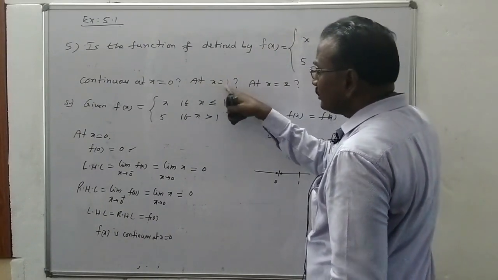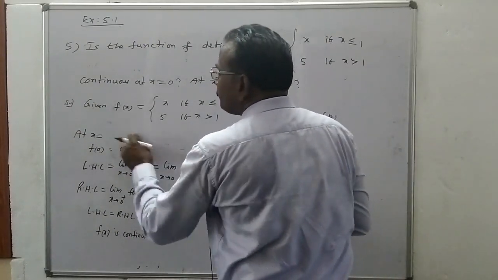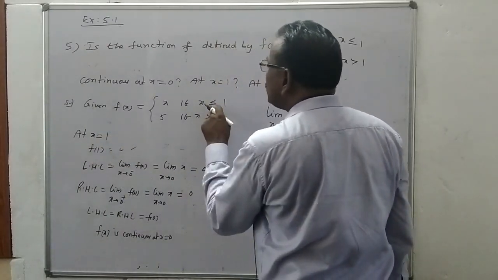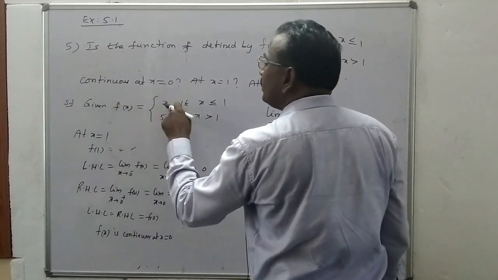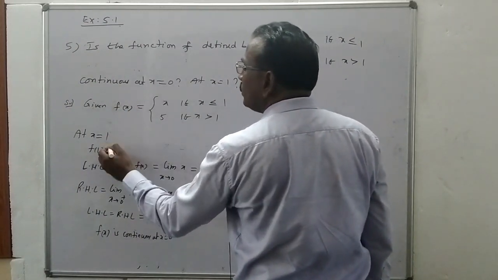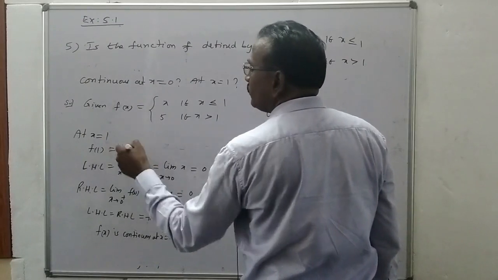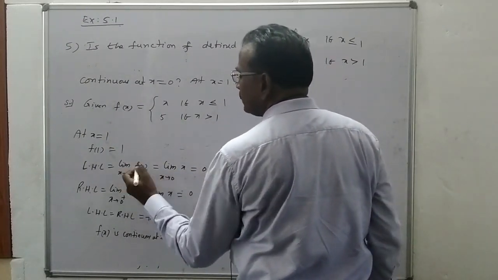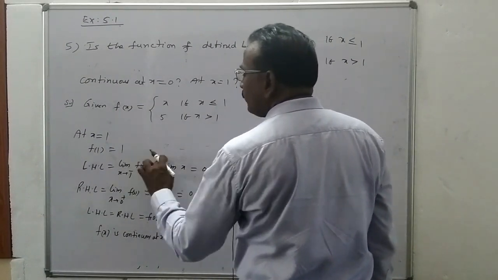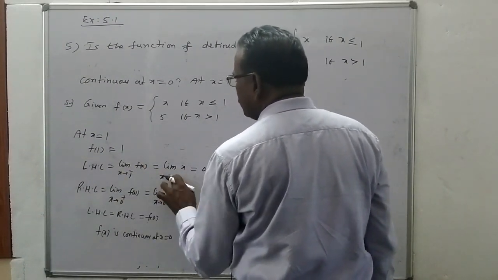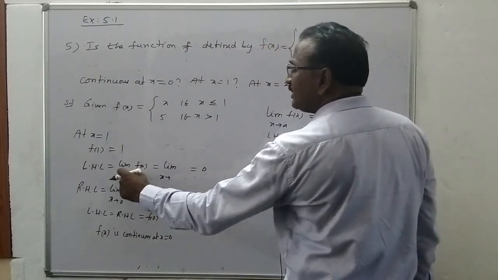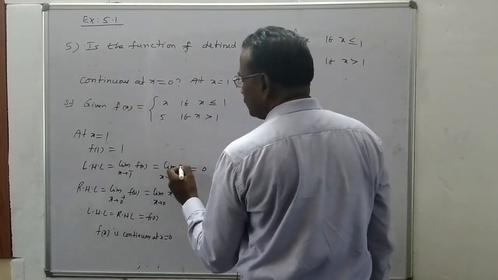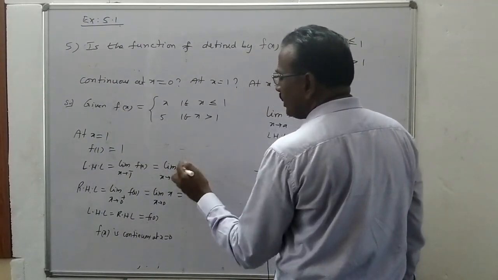Next we have to check at x = 1. At x = 1, the f(1) value: x is equal to 1, the function value is f(x) = x. So f(1) is equal to 1. So the function value is also 1. The left hand limit is the limit of f(x) as x tends to 1 minus. When x tends to 1 minus, x is less than 1, and the function is f(x) = x. So by direct substitution, the value is 1.